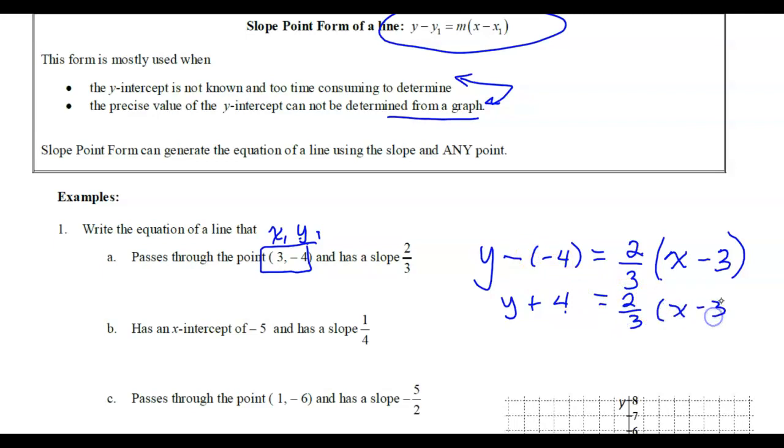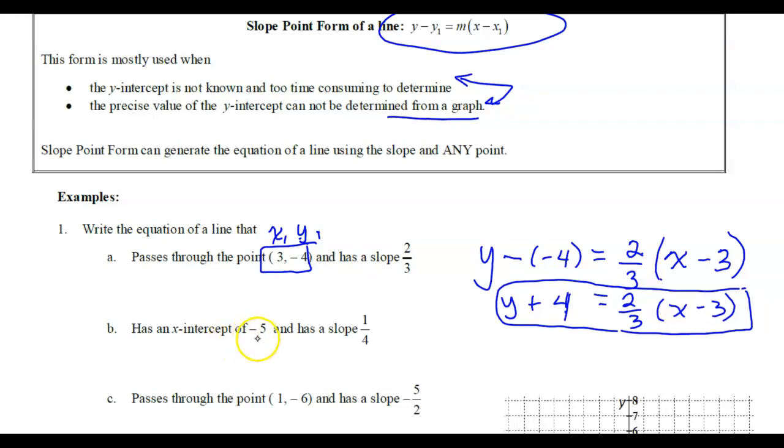So if you can do that in your head, that y minus -4 is y plus 4, you can just go right to that final answer. That's your equation of the line in slope point form. Done. Okay, no work really needed.